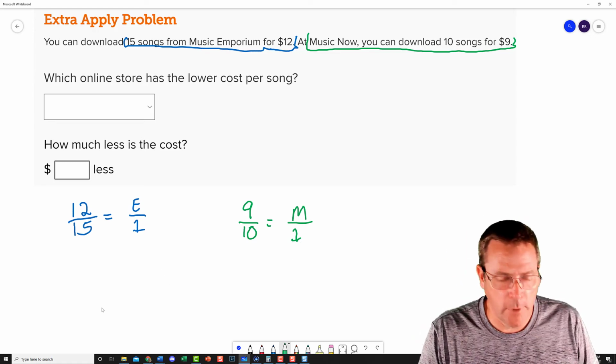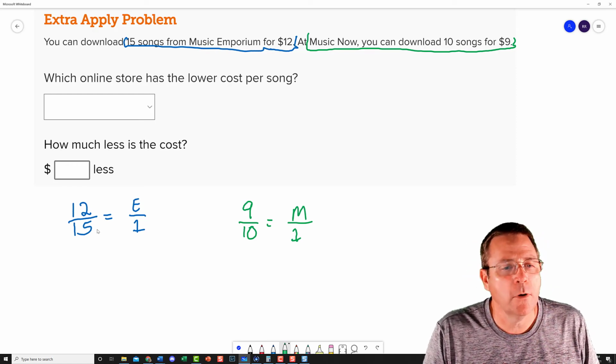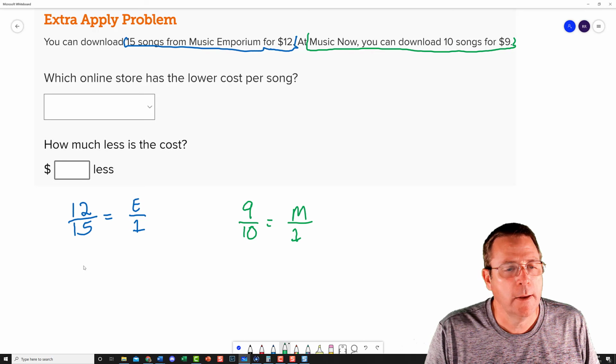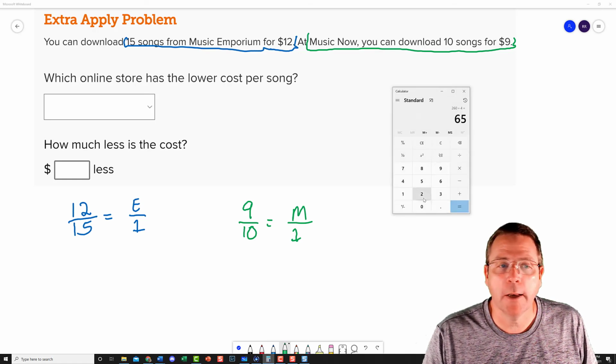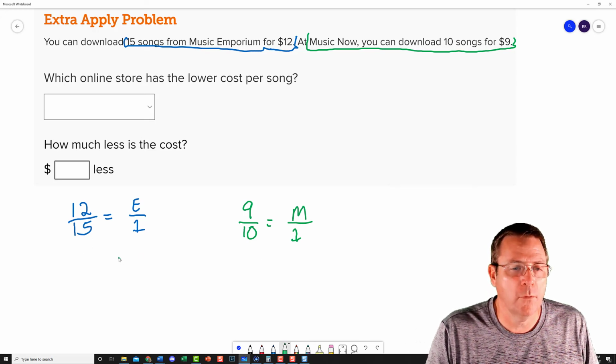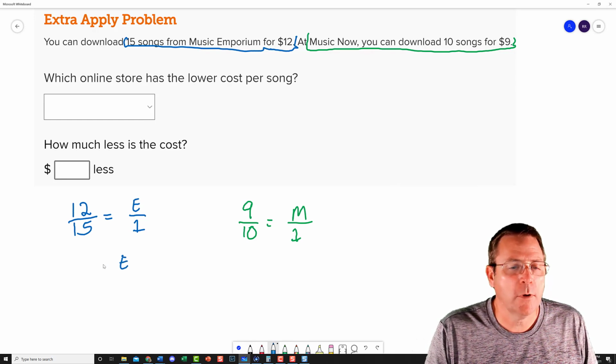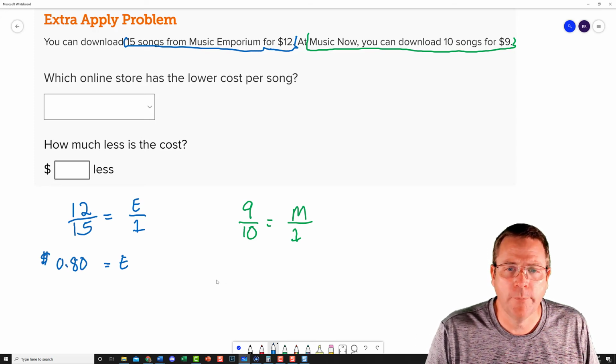From here, we're going to solve both of those. It's going to take a little bit of grunt work, and since it's the last problem, let's play with it. So we're going to divide the first one by 15. 15 divided by 15 gave me 1, and that means I would have 12 divided by 15, which is going to give me 80 cents per song. So for the Music Emporium, each song is going to cost 80 cents, or $0.80.